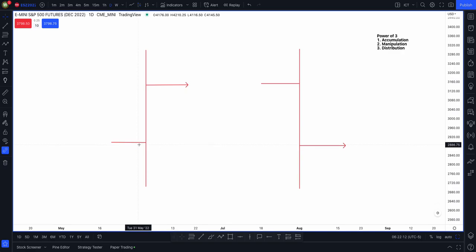Now, the next phase in the power of three concept is the manipulation phase. Essentially, this is also known as the Judas swing, but it is the fake move, okay? Again, I know there's going to be questions in this video. How do we know it's a fake move? How can we tell that? How do we know price will go in the opposite direction after that?